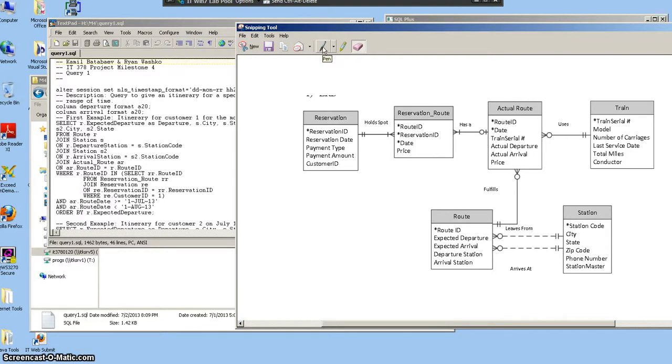This is the Amtrak train database system, and this is Query1 for this system. What we're doing in this query is selecting an itinerary for a specific customer on either a specific date or a specific range of dates.